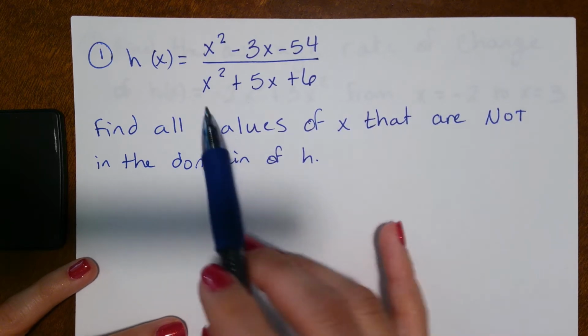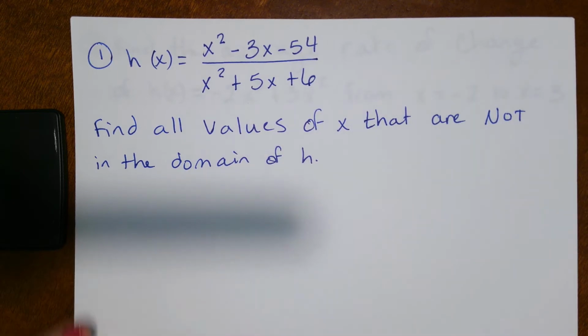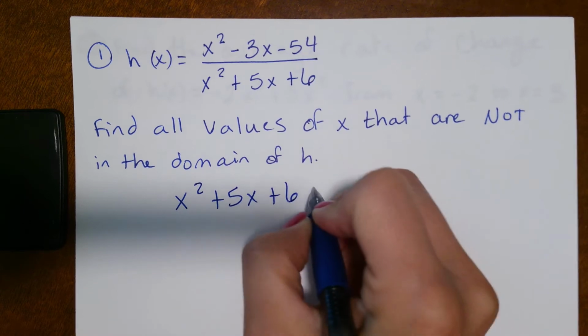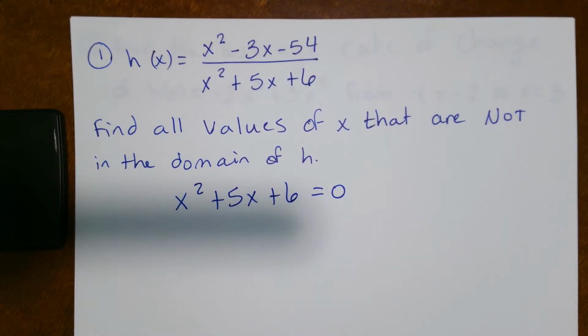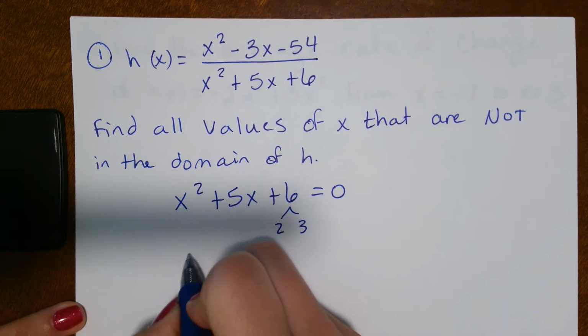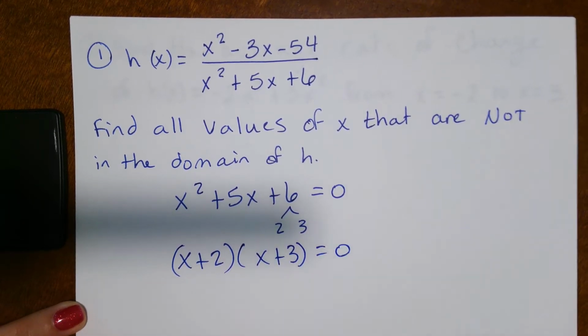So I need to figure out what I would plug in for x that would make the bottom 0. If I took the bottom and I want to know what makes it equal to 0, I'm going to set it equal to 0 and solve. Now we have a quadratic equation. You could solve this by completing the square, quadratic formula, or factoring. This one does factor pretty nicely. 2 times 3 is 6, and 2 plus 3 is 5. So this factors into x plus 2 times x plus 3 equals 0.